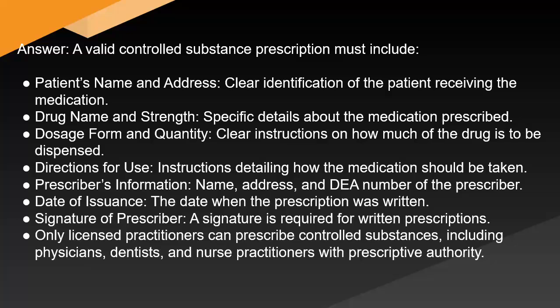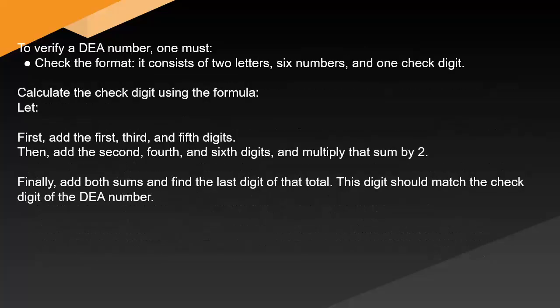Only licensed practitioners can prescribe controlled substances, including physicians, dentists, and nurse practitioners with prescriptive authority. To verify a DEA number, one must check the format. It consists of 2 letters, 6 numbers, and 1 check digit. Calculate the check digit using the formula.